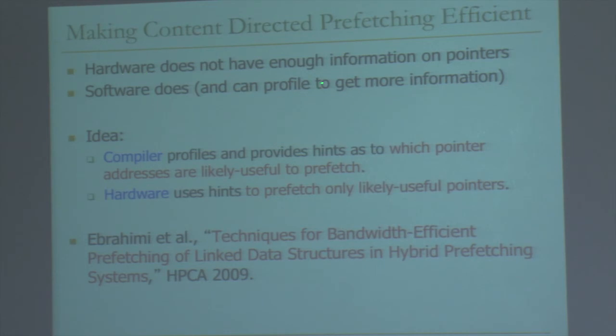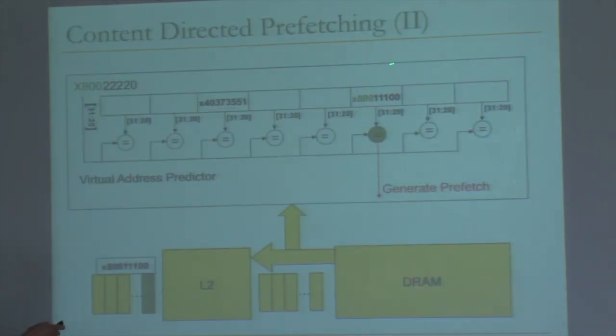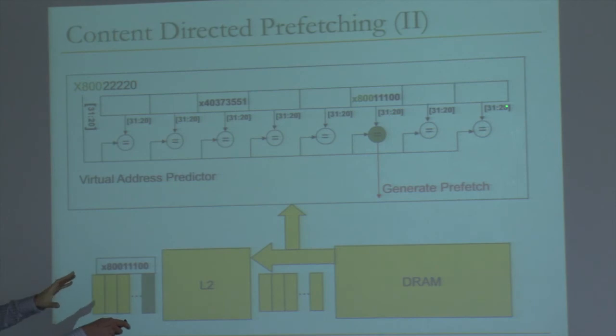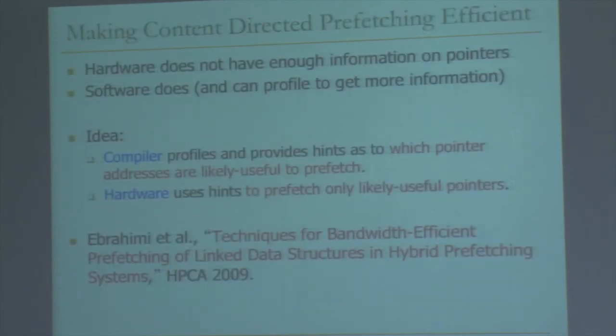So hardware doesn't have enough information on pointers. So hardware, this may be some data value that you're prefetching for, so it may be useless. That's one thing. And you may actually be prefetching, not prefetching for this pointer value that's actually interesting, right? So how do we improve its effectiveness? But software does have more information about pointers. And maybe you're prefetching lots of pointers here, but only one of them is going to be used. So how do you actually communicate this information between the hardware and the software?